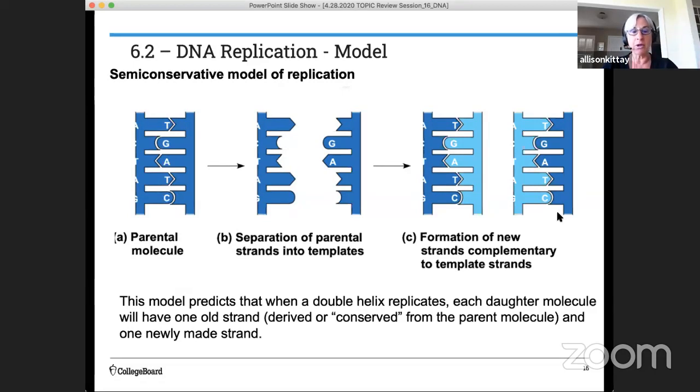So this is a model that predicts that when a double helix replicates, each daughter molecule, shown in light blue here, will have one old strand, which is shown in dark blue, and one new strand, shown in light blue, that is derived from that parent molecule.